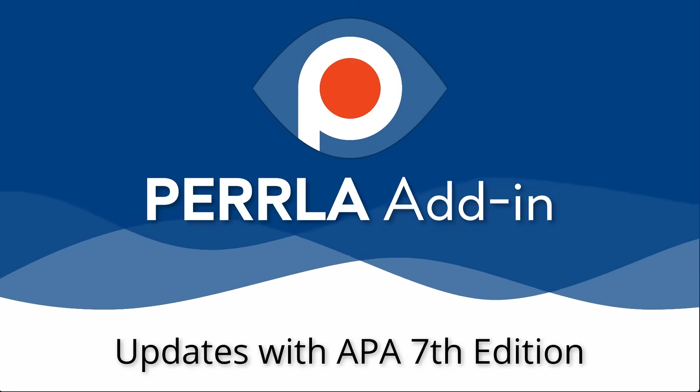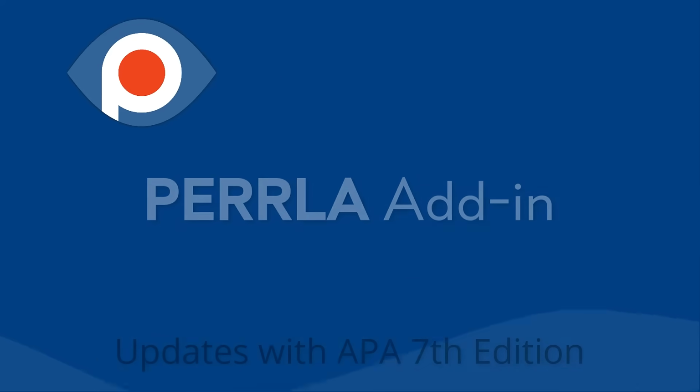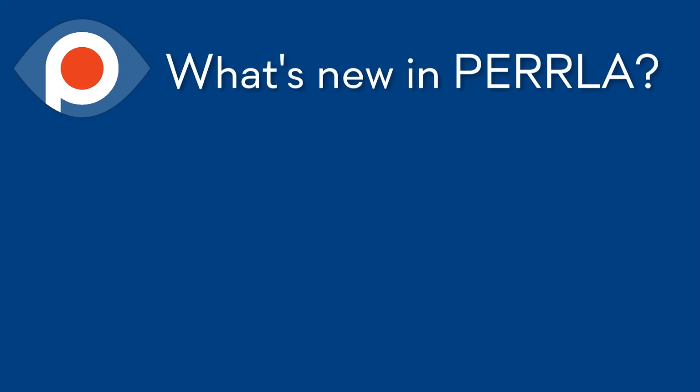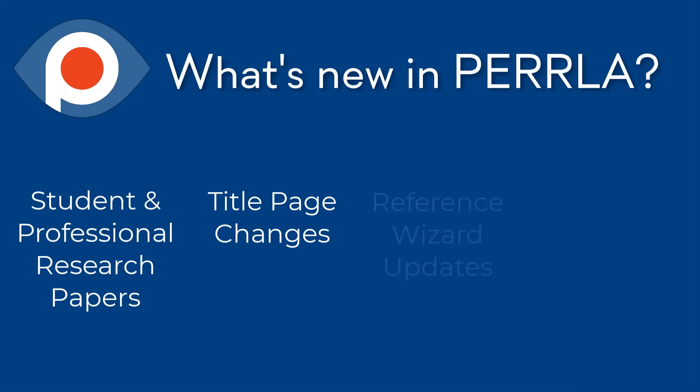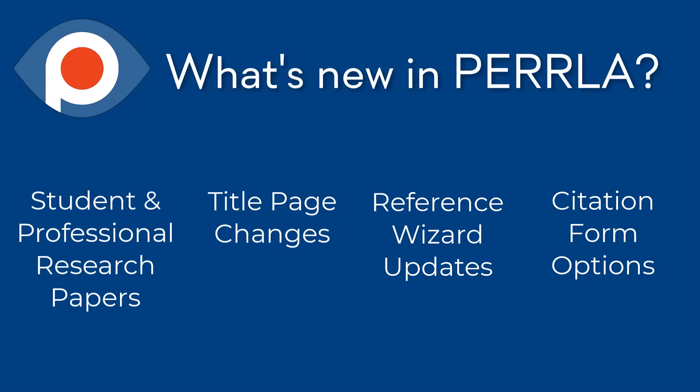In the latest update, we're adding the 7th edition of the APA format and making a few other changes to make writing papers easier than ever before. Let's look at these changes. There are 2 new types of research papers, changes to the title page for each of them, updates to our reference wizard, and new options for creating citations.